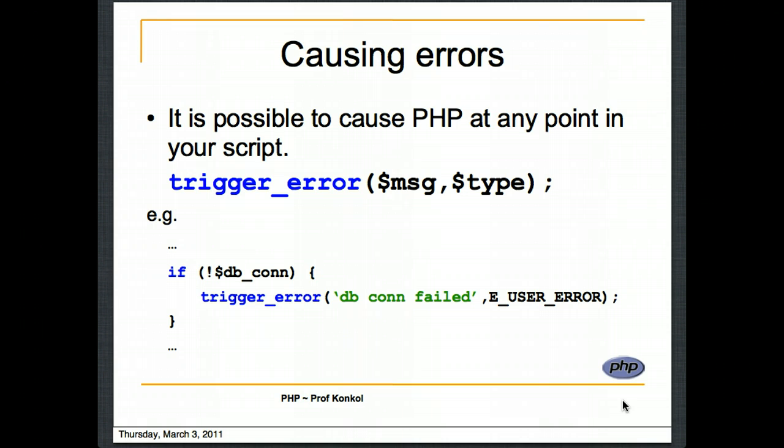So it is possible to cause PHP at any point in your program to trigger an error by calling this right here. You can literally trigger any error you want by just calling trigger_error with the message and type. An example would be, if a database doesn't connect, you want to trigger an error that says "DB connect failed." E_USER_ERROR would prompt that, displaying the DB connect failed message on the screen.